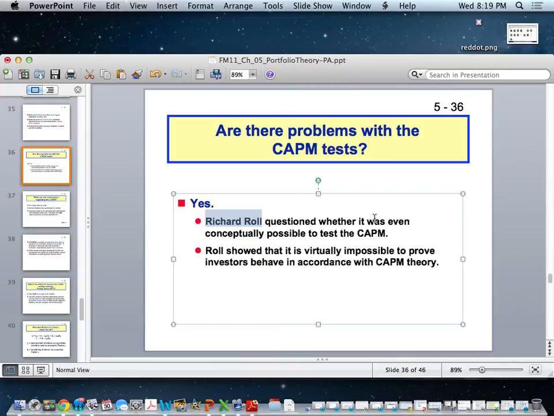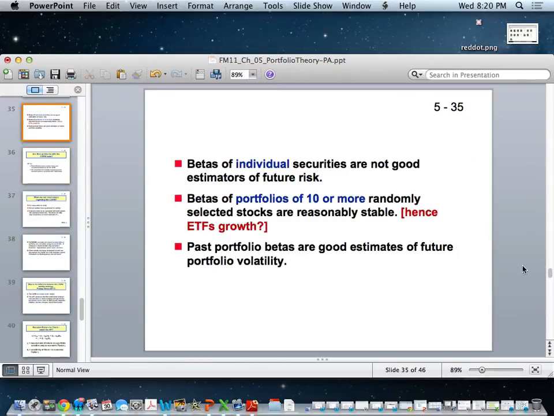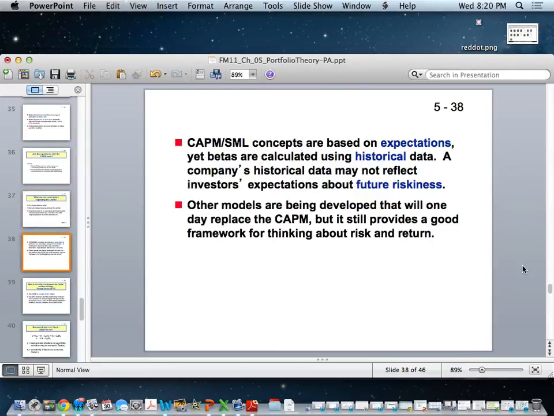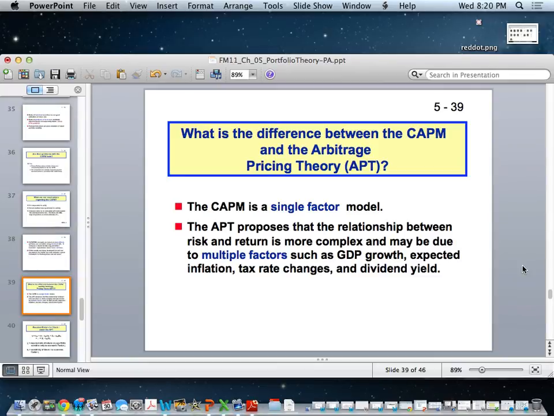Richard Roll questioned whether it was even conceptually possible to test the CAPM. That's called Roll's critique. Roll showed it's virtually impossible to prove investors behave in accordance with CAPM theory. And so that's Roll's critique. We're pretty much done here, so just hold on, 5 more slides.